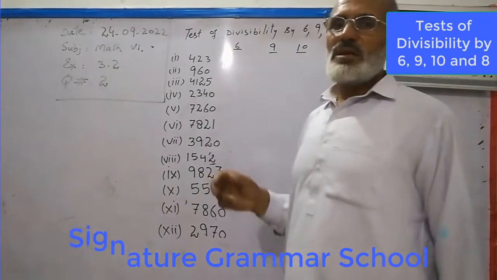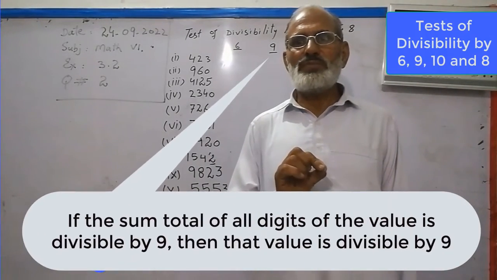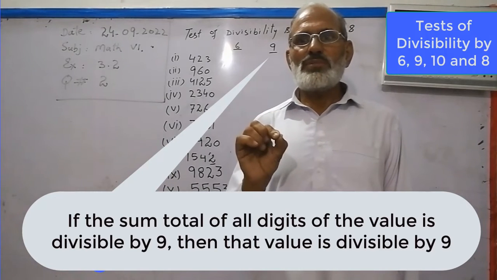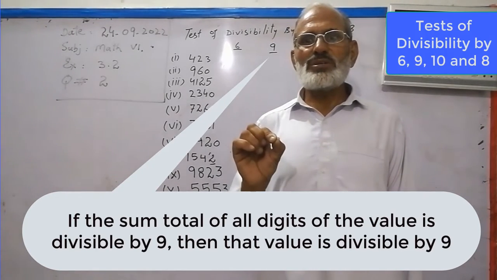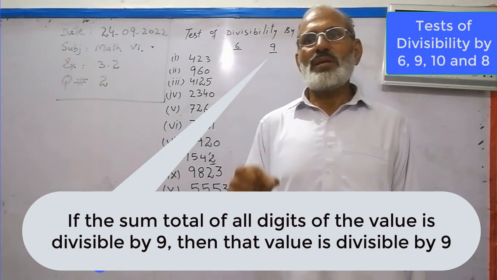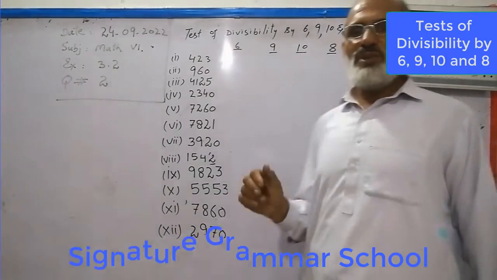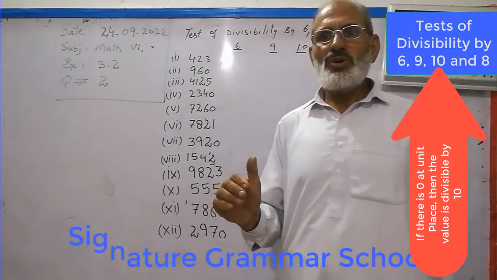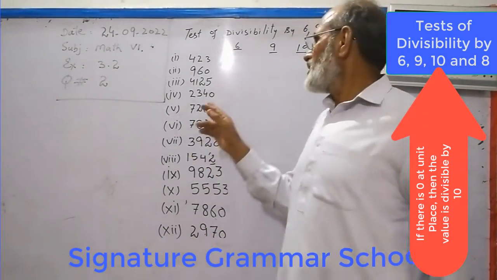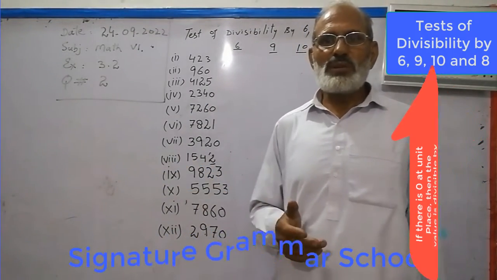For 9, if you take a sum total of all digits present in the given value, and if that total, that aggregate, is divisible by 9 or comes in the table of 9, then that value is also divisible by 9. For 10, any value having 0 at the unit place, meaning here at the last, if there is 0, that value is divisible by 10.